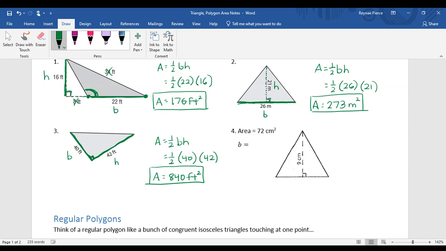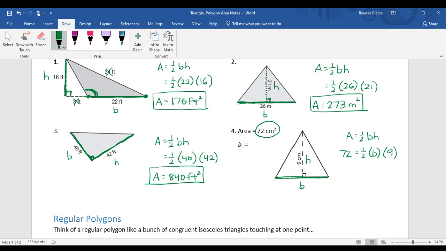Now, sometimes we might be given the area. This one, we don't know our base, so that's what we're trying to find. But we know our height is 9. So in this equation, 1/2 base times height, we're going to substitute these pieces that we know. Area is 72. I don't know the base, but I know my height is 9.